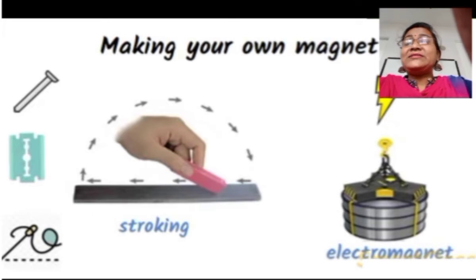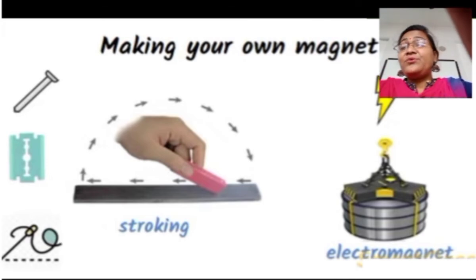Magnets can also be made by using electricity. The magnets made by using electricity are called electromagnets. Electromagnets are very useful because their magnetism can be switched on or off as per our desire. We will study electromagnetism in detail in our higher classes.